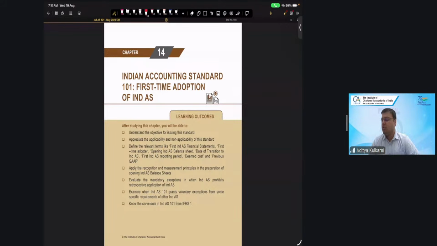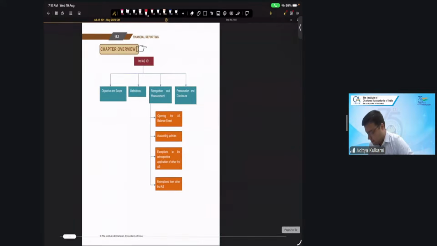Ind AS 101 is not a substitute for future accounting, saying that Ind AS 101 permits this exemption. No, that is only for one day, that is on the date of transition. After that, your regular Ind AS will apply. Is it okay? So that is the fundamental reason why you have your Ind AS 101. Okay. So with that background, let us come to the topic.